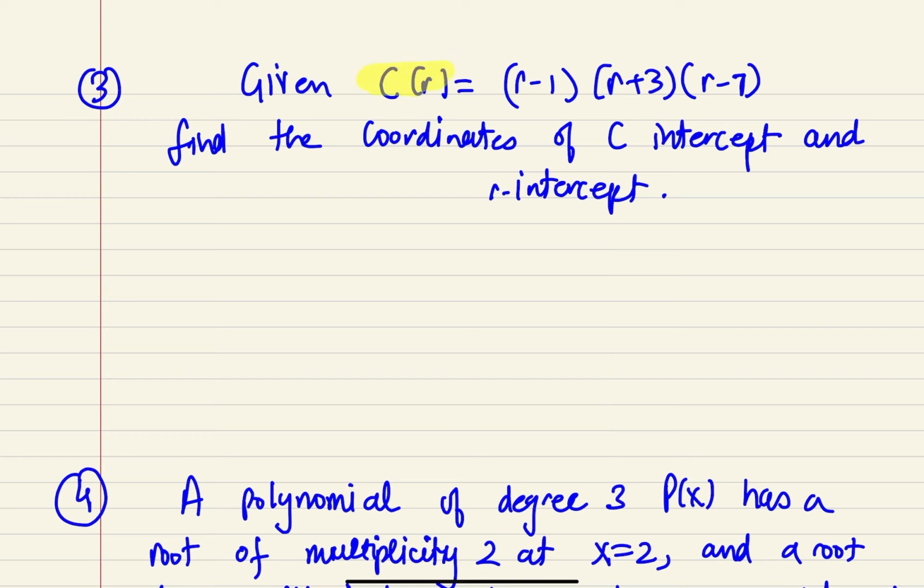Next, we're given C of r is r minus 1 times r plus 3 times r minus 7. Find the coordinates of the C-intercept and the r-intercepts. So we know for the C-intercept, r will be 0.